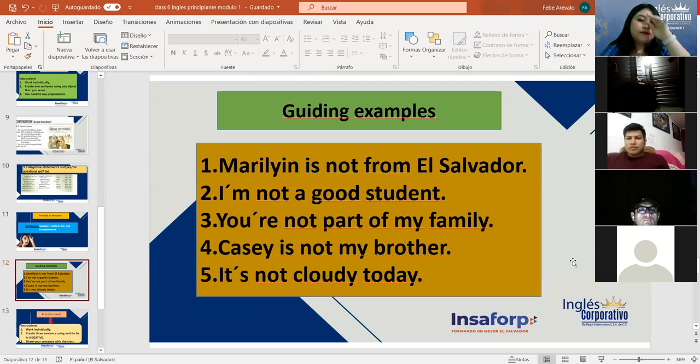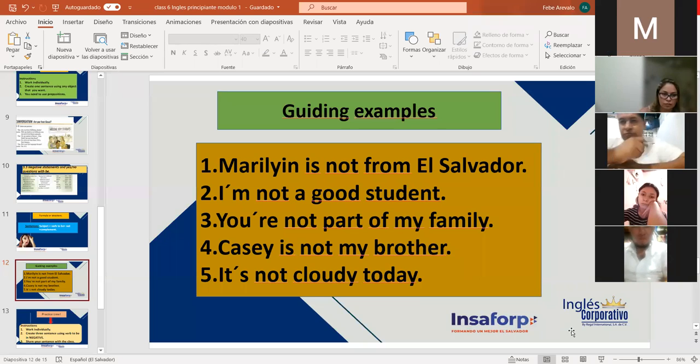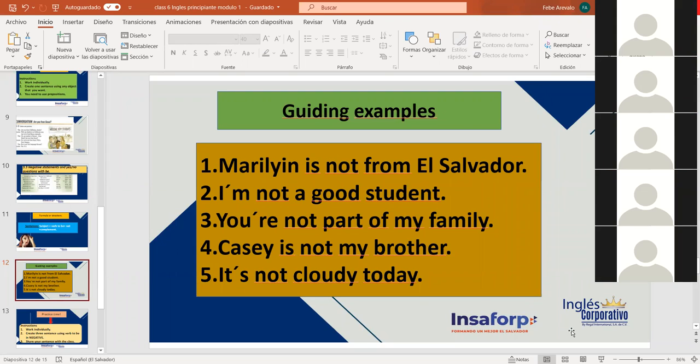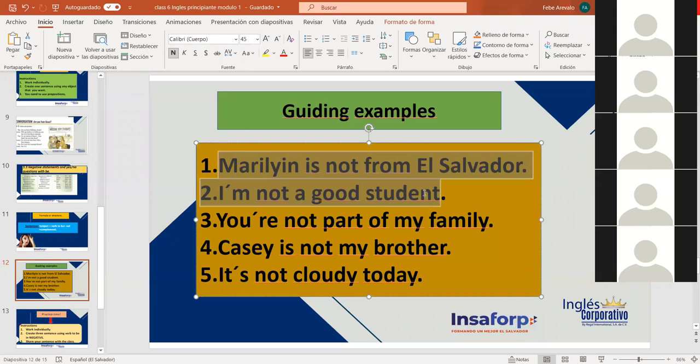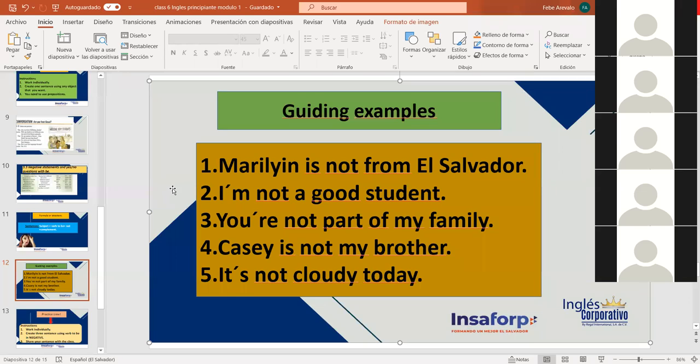Aquí traje estos ejemplos. Ok, so let me have Susana Cáceres, can you please read number one and two? Marilyn is not from El Salvador. I am not a good student. Thank you. Darwin Campos, three and four. You're not part of my family. Casey is not my brother. Excellent, thank you. Aníbal Rivera is gonna do the last one. Let's see, Aníbal. It's not cloudy today. Excellent. Thank you.